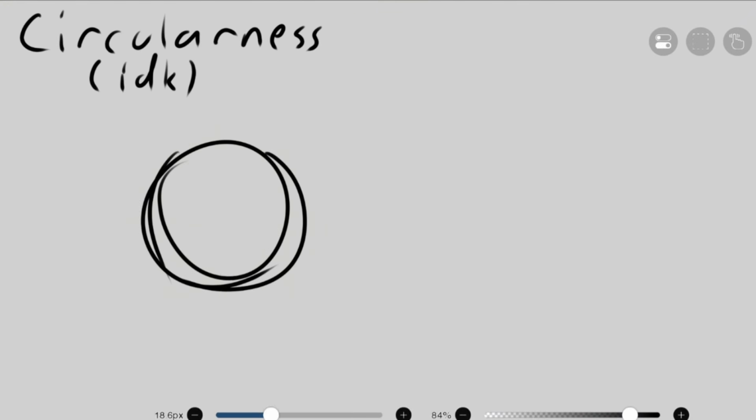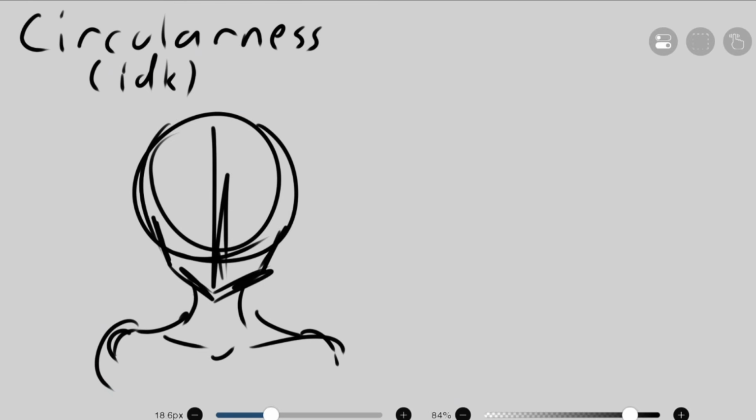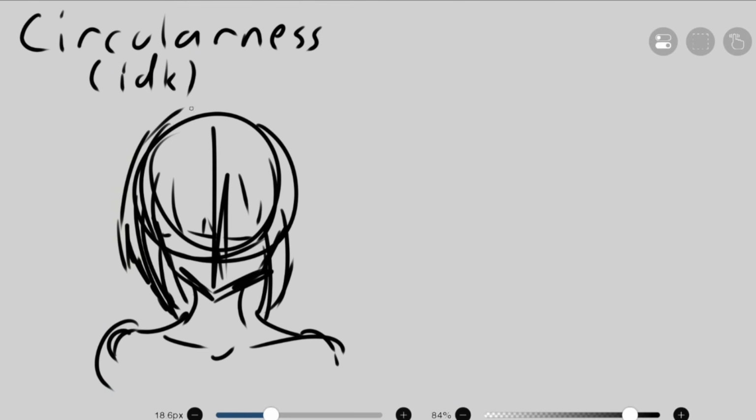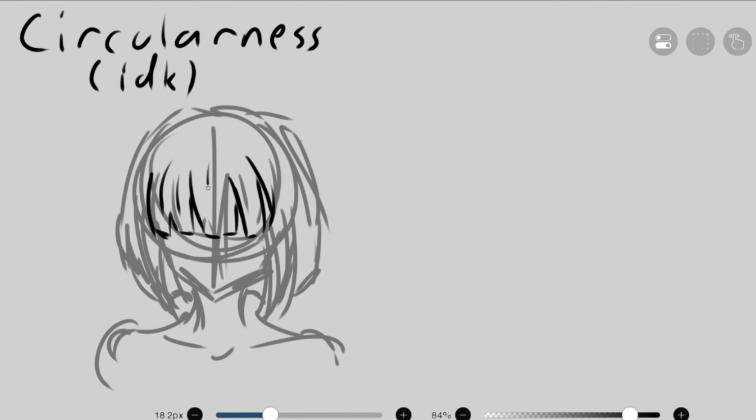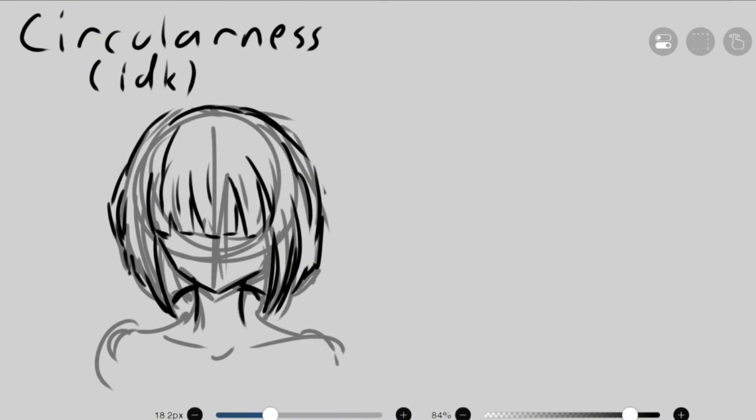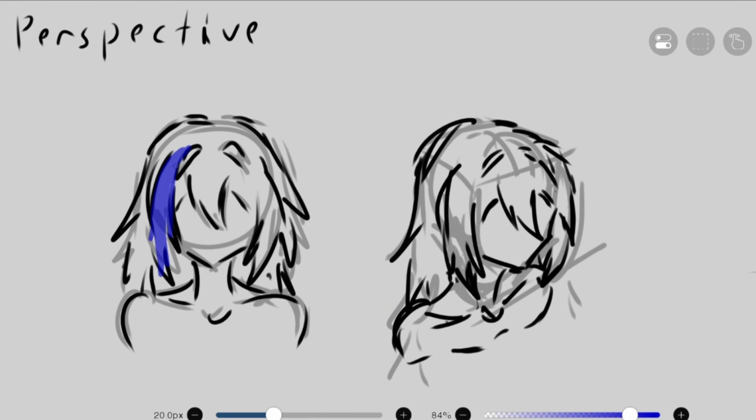A few more tips. The circularness. I didn't really include this on the other part, since it kinda depends on hairstyles as well. But usually, the endings of the hair have this circular horizontal flow to it. You can just keep this in mind when drawing. Also, keep perspective in mind. Say, for example, when these two groups are aligned, they're gonna be aligned in perspective as well.